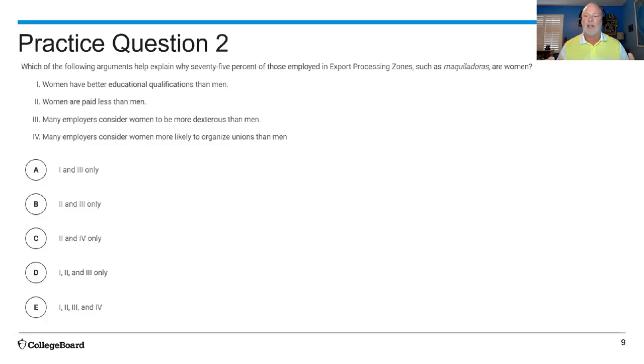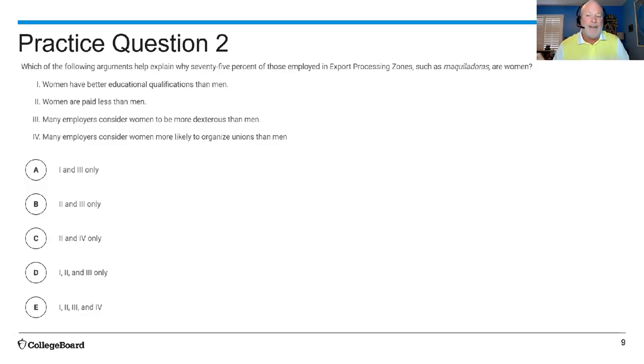The factories in Mexico that take advantage of cheaper labor. Well, again, you've got four things you have to juggle there. So what can we say we know is true? Women are paid less than men. So you look at your answer choices. I know I got to see that the number 2 is in my answer. So if I see something that doesn't even have the number 2, what am I going to do? I got to get rid of that. So, A's out, right? Because we know that paying less than men has to be part of our answer.